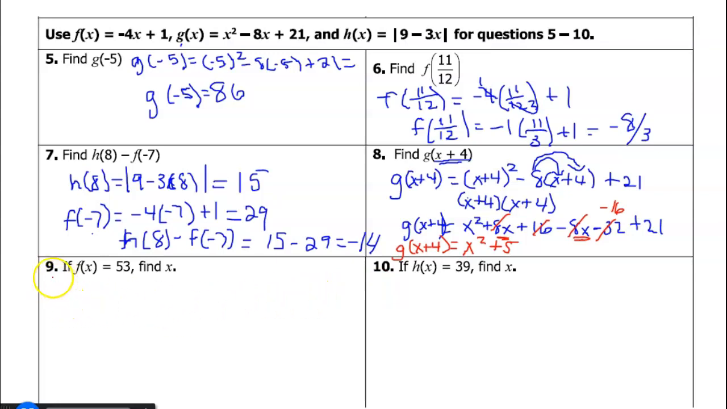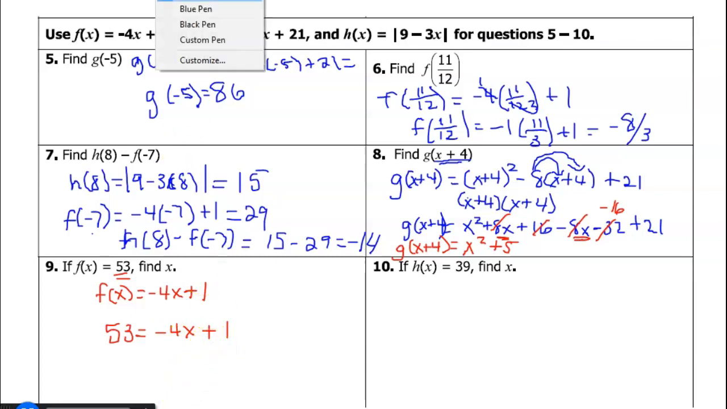All right, let's go to the next one where it says if f of x is equal to 53, find x. So what I'm going to do is go backwards here. f of x is equal to -4x plus 1. And now I have to move backwards. I have to set this equation equal to 53. So I'll say 53 equals -4x plus 1. And I'll just solve this for x.